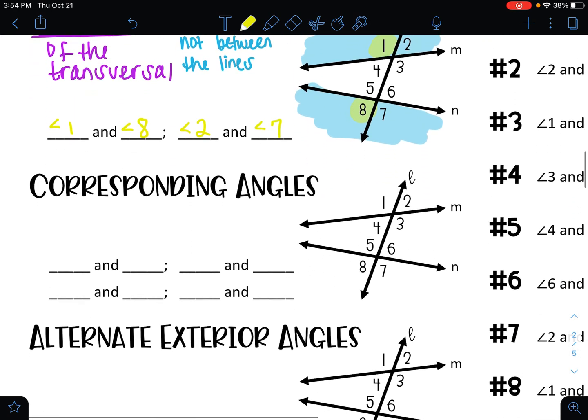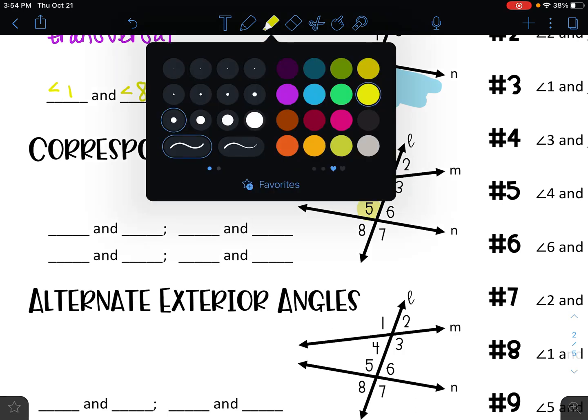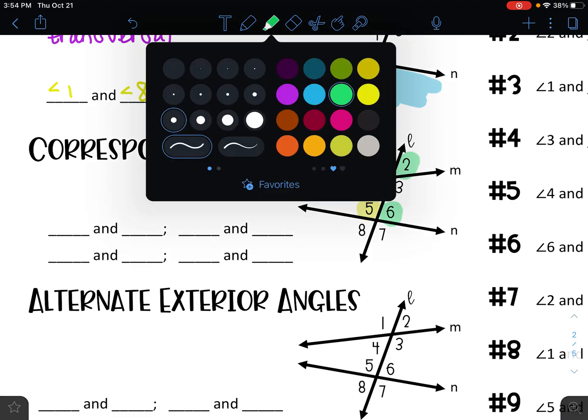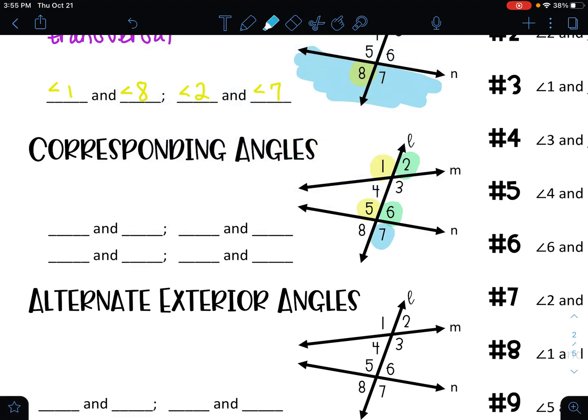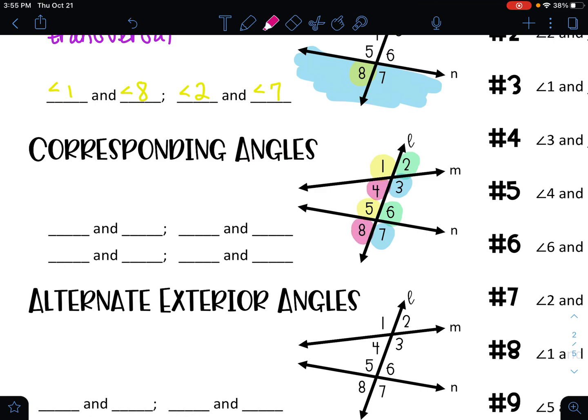Okay, and next we have corresponding angles. Okay, so corresponding angles, this is the hardest one to explain, but when you get it, it makes sense. So corresponding just means they're in the same spot. Let me explain. So angle 1 and angle 5, those are corresponding. Angle 2 and angle 6, those are corresponding. Hopefully y'all starting to see a pattern here. Angle 7 and angle 3, those are corresponding. Angle 4 and angle 8, those are corresponding.